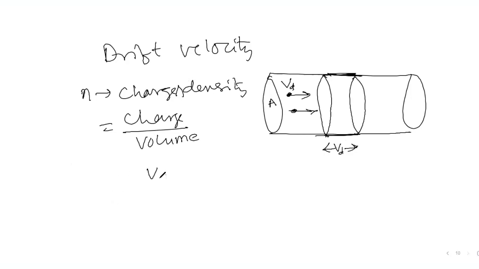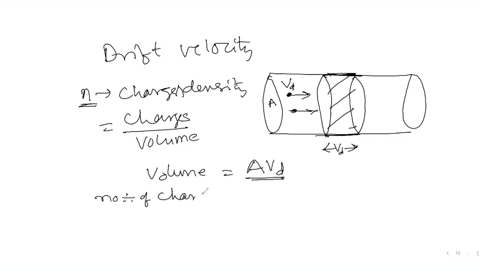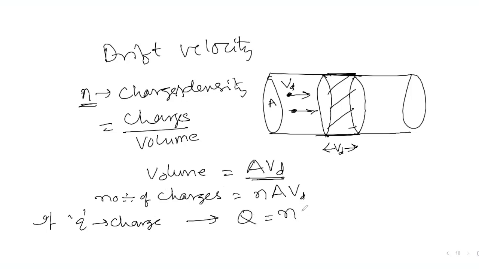Now what is the volume of this element? Yes, A into Vd. n is the number of charges in unit volume. Now what is the number of charges in this volume? So the number of charges in the taken volume is equal to n into A into Vd. If q is the charge of each charge carrier, then the charge present in this is n into A into Vd into q. This is the total amount of charge crossing in unit time.